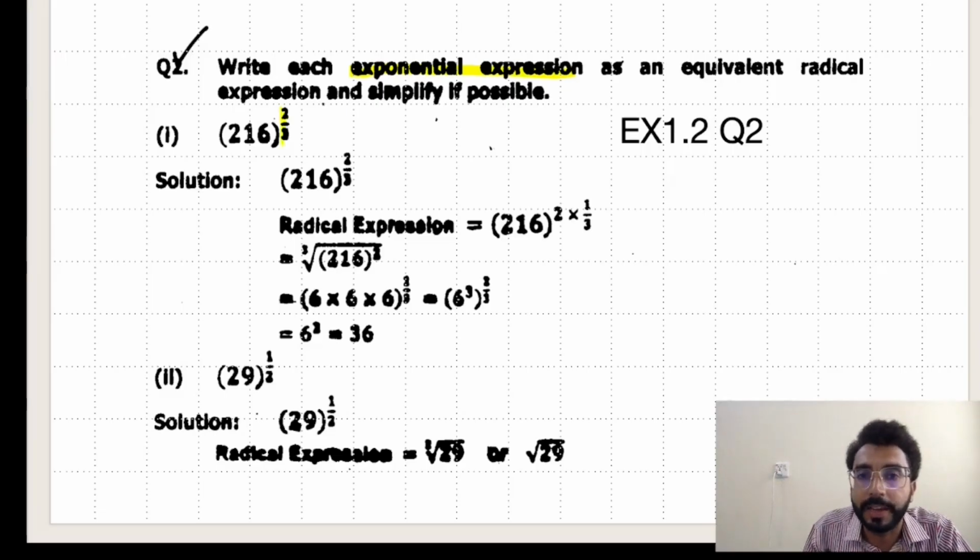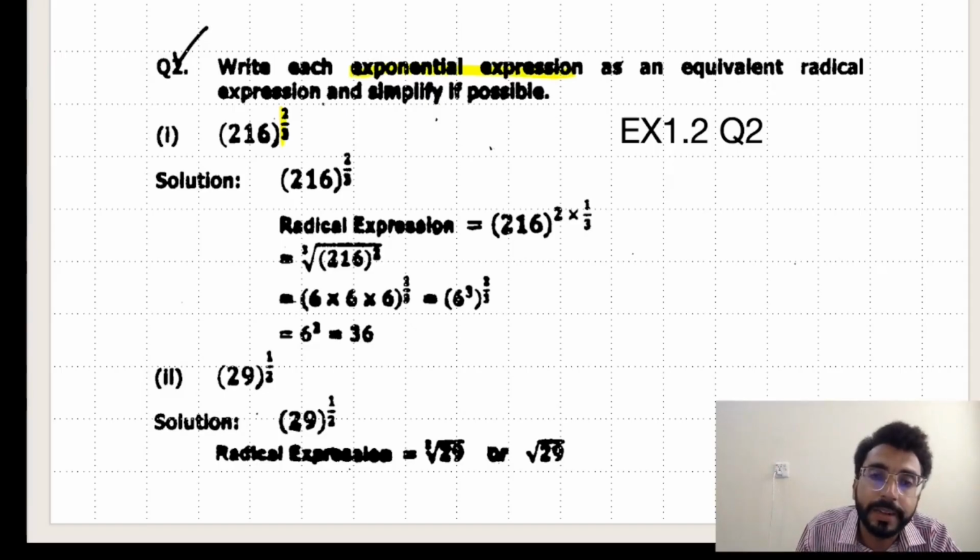First of all, this is exponential expression में एक question given है. We have to change it first into radical form. ठीक है. Then after changing, we have to simplify and solve and get the answer in the simplified form. So let's look at question number 1. 216 exponent is 2/3. It's exponential form. Change into radical form में कैसे करेंगे? How do we change?